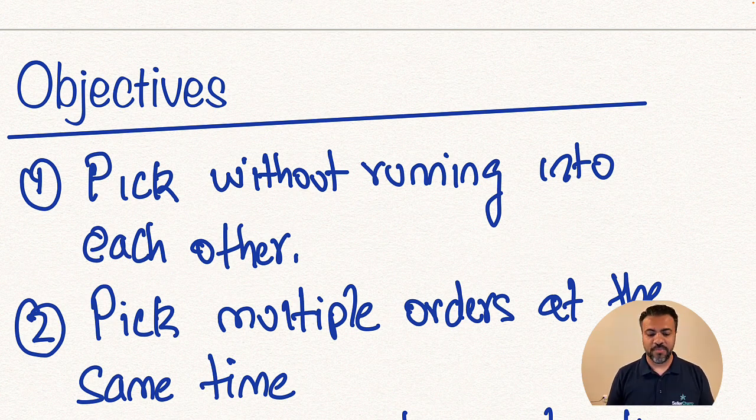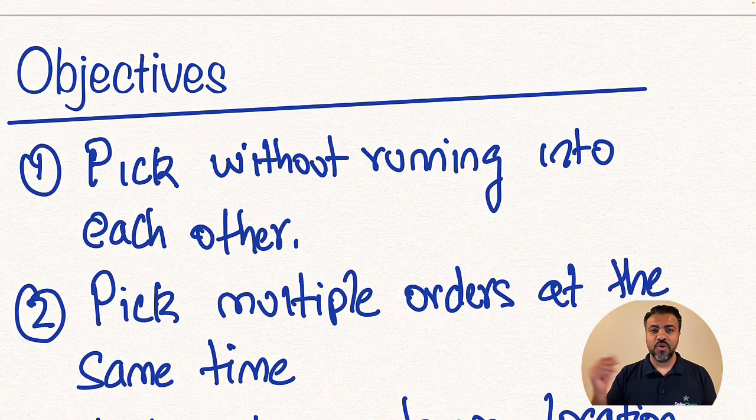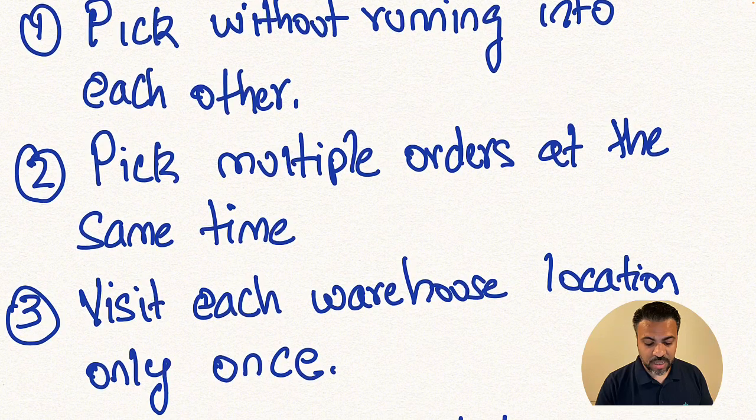So that's not what you want to be doing. What you want to be doing is you want to be able to go to the warehouse and be able to pick multiple items. In other words, you want to make sure that you are visiting each warehouse location only once.